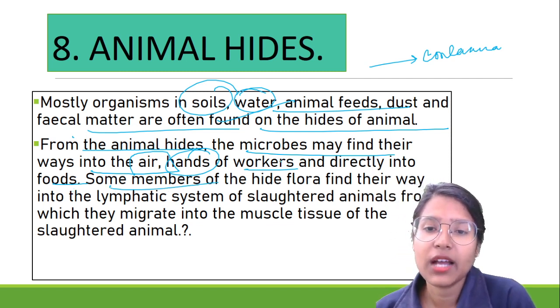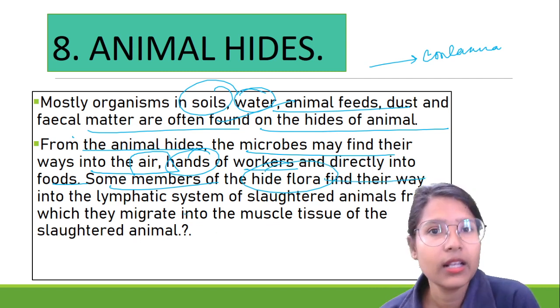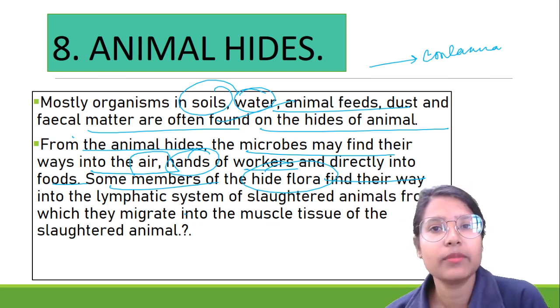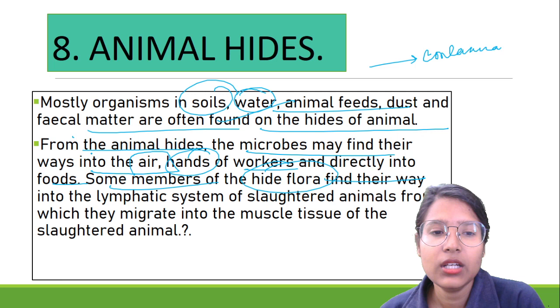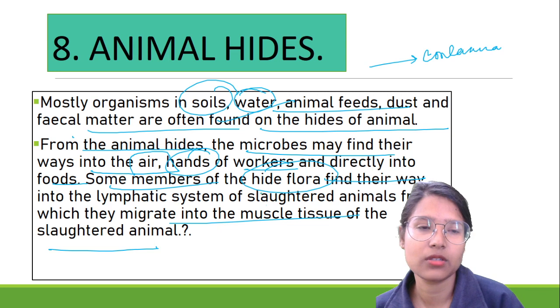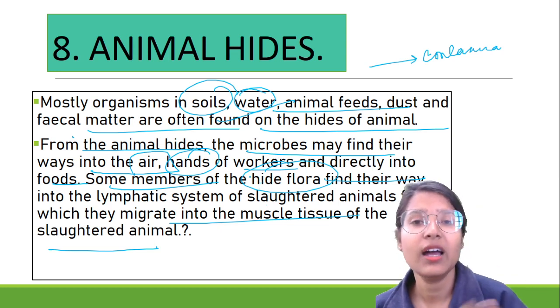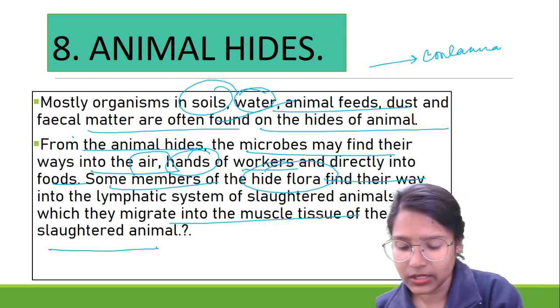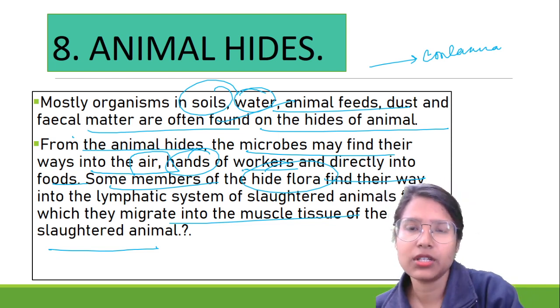Some members of the hide flora find their way into the lymphatic system of a slaughtered animal. Like sometimes they can enter into the animal's body by nasal or mouth and get into the lymphatic system of slaughtered animals, from which they can migrate into the muscle tissue of the slaughtered animal. Right, so they can travel from one place to another, and they can cause different types of diseases or pathogenicity in that particular organism.